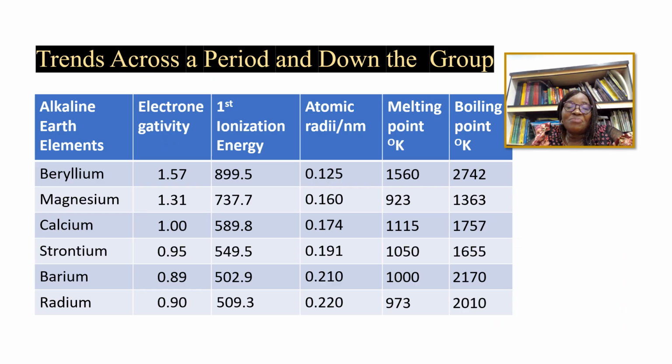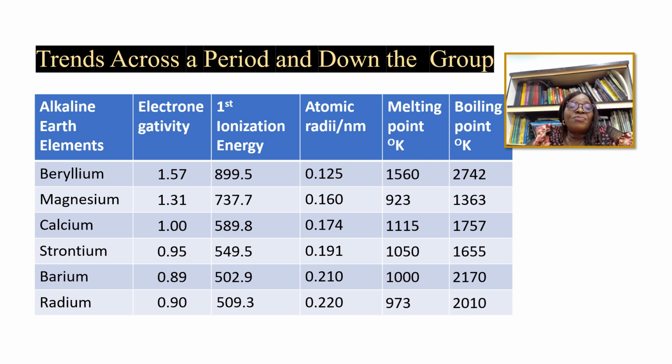Trends across a period and down the group. We find out that electronegativity, ionization energy, electron affinity, and atomic radius increase across a period. Non-metallic character also increases across the period, while metallic character decreases across a period.